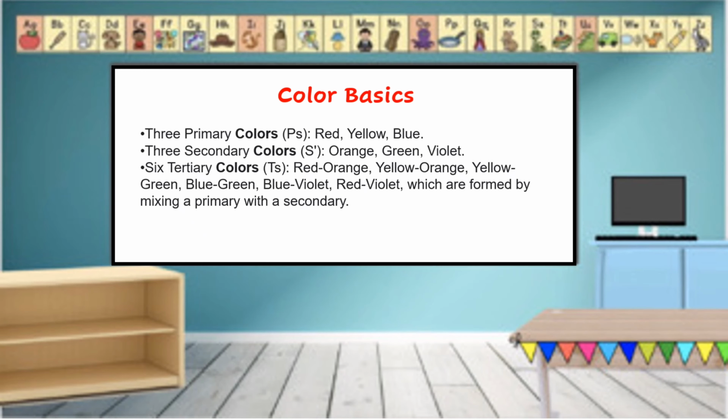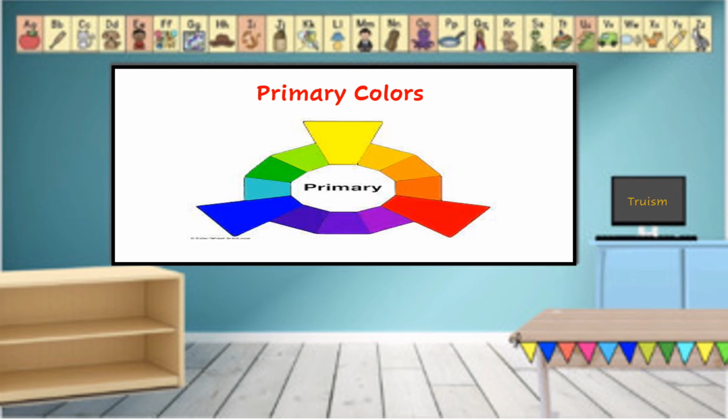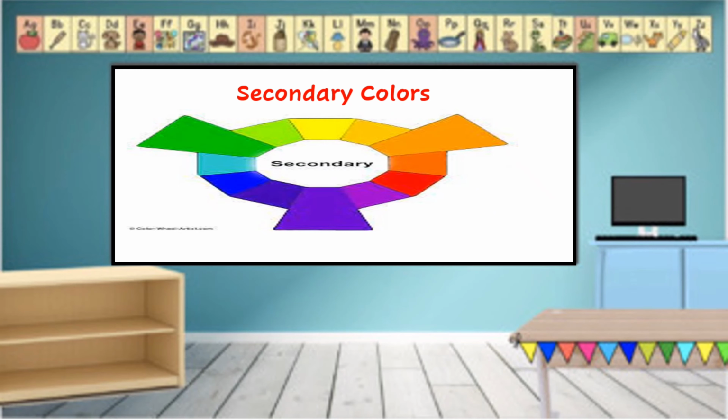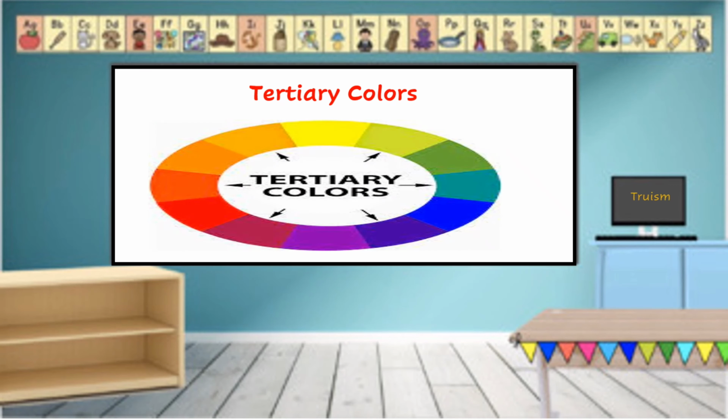Now we have also here the color basics. We have the primary, secondary, and tertiary colors. For the primary colors, we have the red, yellow, and blue. For secondary colors, we have the orange, green, and violet, while tertiary colors are red-orange, yellow-orange, yellow-green, blue-green, blue-violet, and red-violet, which are formed by mixing the primary and secondary colors. Here are the primary colors, the secondary colors, and at the same time, the tertiary colors.